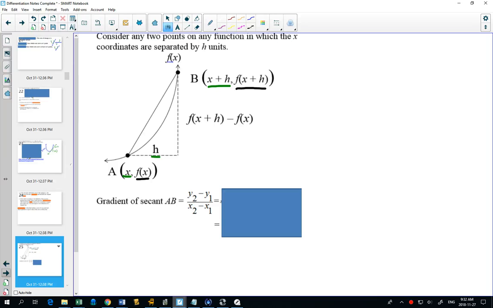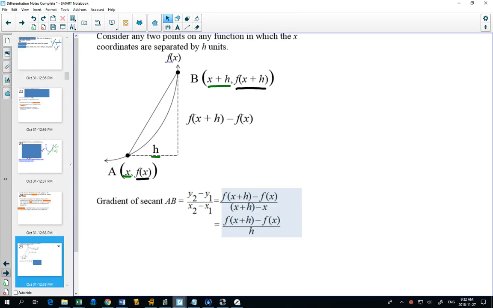And so the slope of this secant line is rise over run. F of x plus h minus f of x, that would be my rise. Does that make sense? Take this number on the top, subtract this number on the bottom. And my run would be take my x coordinate of b, subtract my x coordinate of a, which would be h, that distance. And so the slope is just f of x plus h minus f of x, that's my rise, all divided by h.